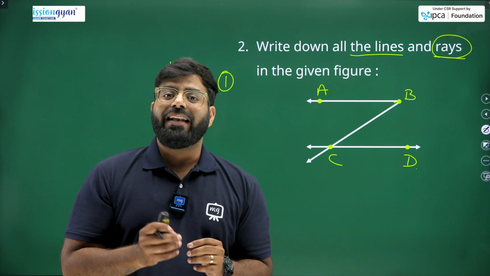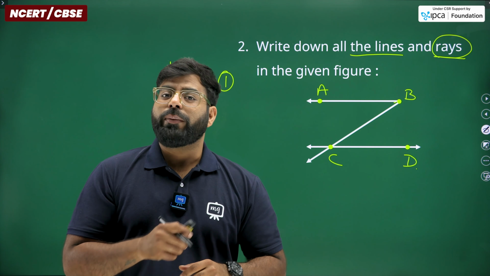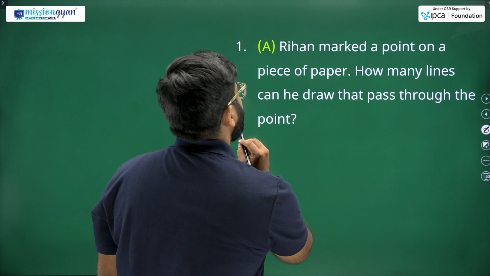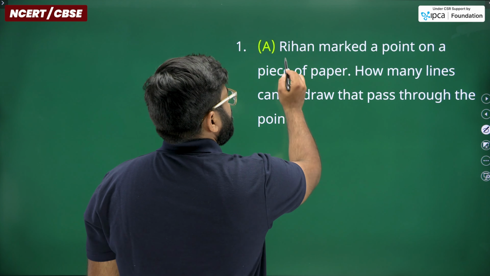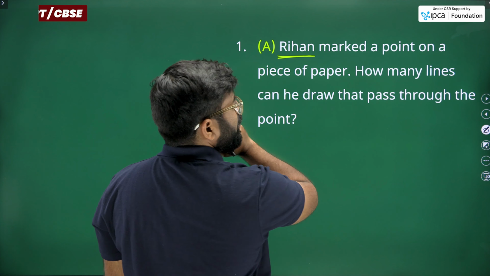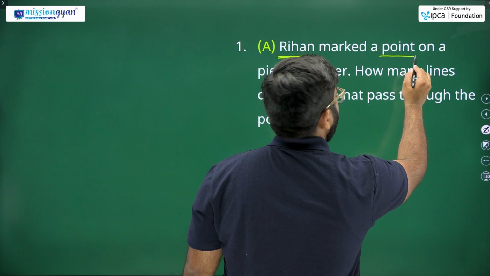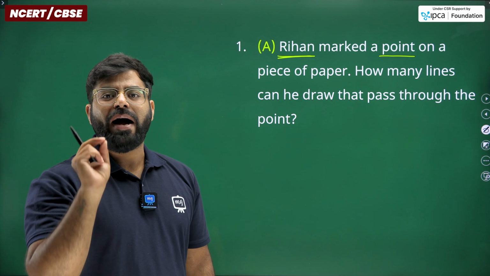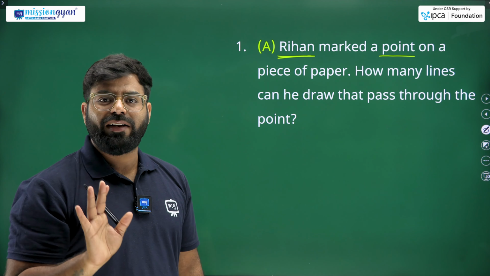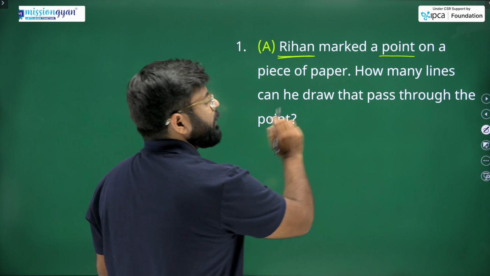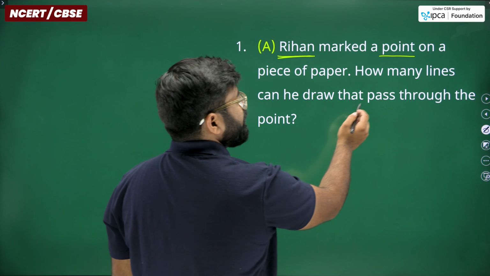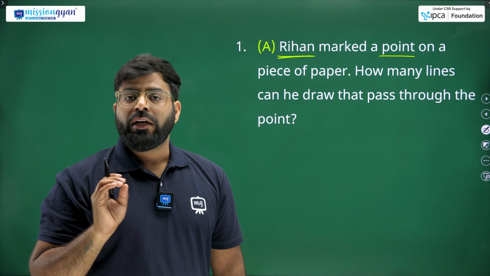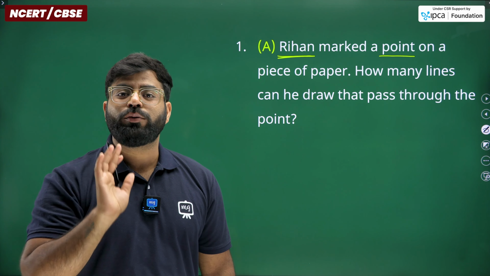If yes, then let's figure out some good questions on the screen. So we will see the first question. In the first question, A part, we have Rihan, a boy who marked a point on a piece of paper. Is that clear? Now the question is asking how many lines can he draw that pass through the point? So how many lines can he make through that point?